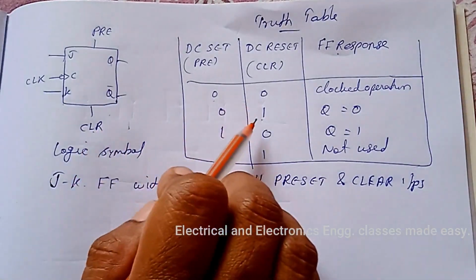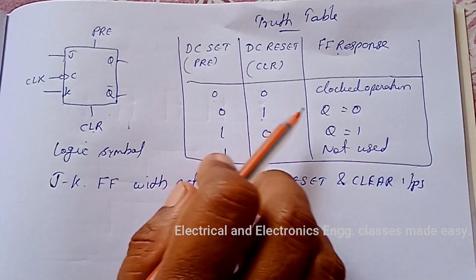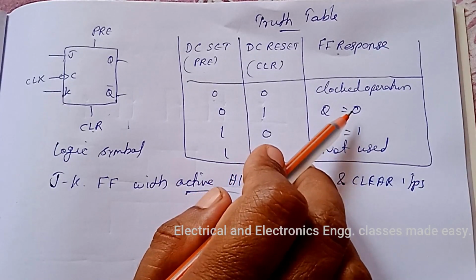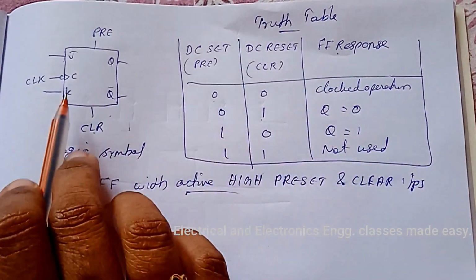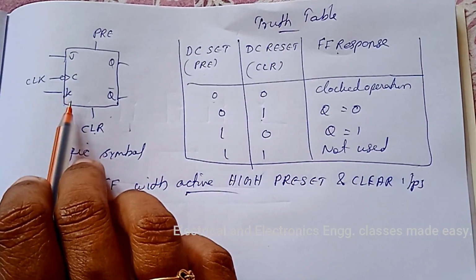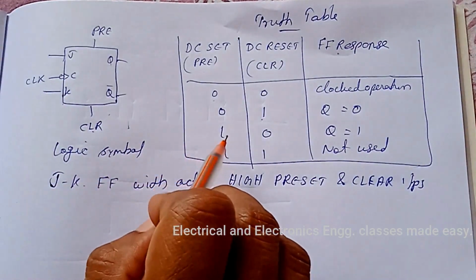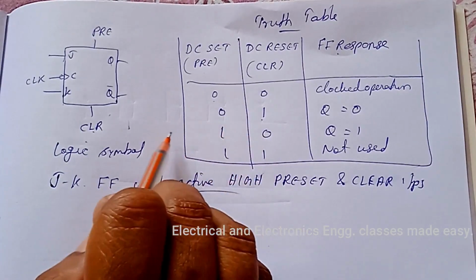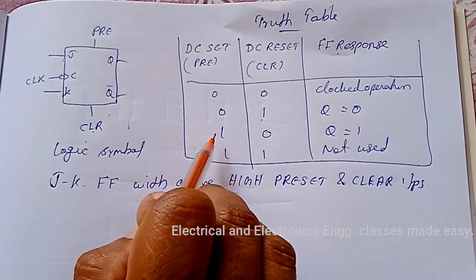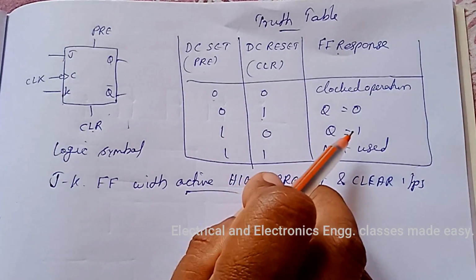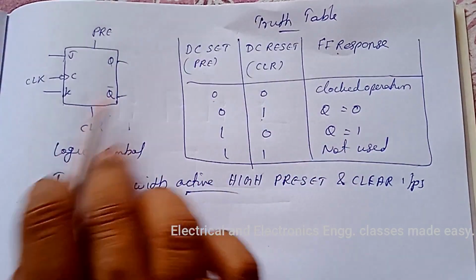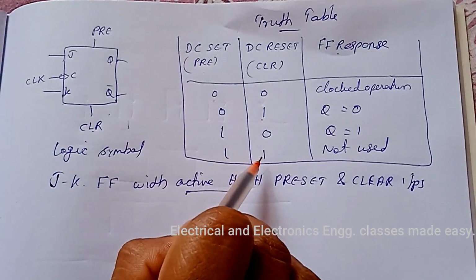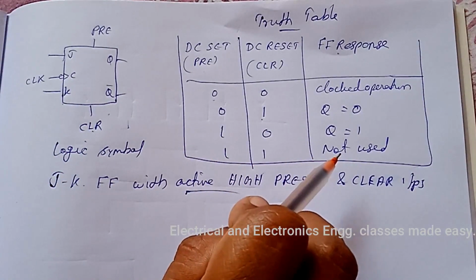here clear is 1. Clear 1 means the flip-flop is reset. That is Q equal to 0 independent of the synchronous inputs J, K and clock. And when preset 1 and clear 0, that means here DC set is 1. So the output Q equal to 1 independent of the synchronous inputs. And when both preset and clear are equal to 1, it is an invalid state.